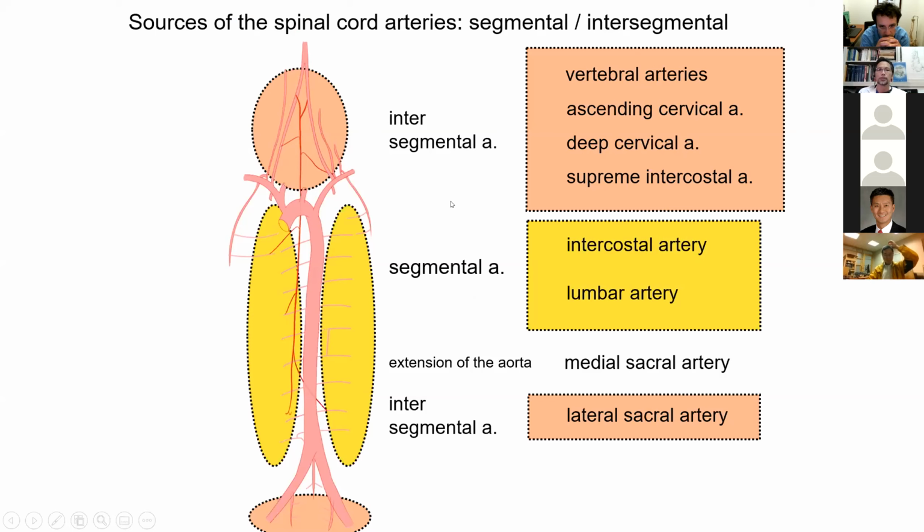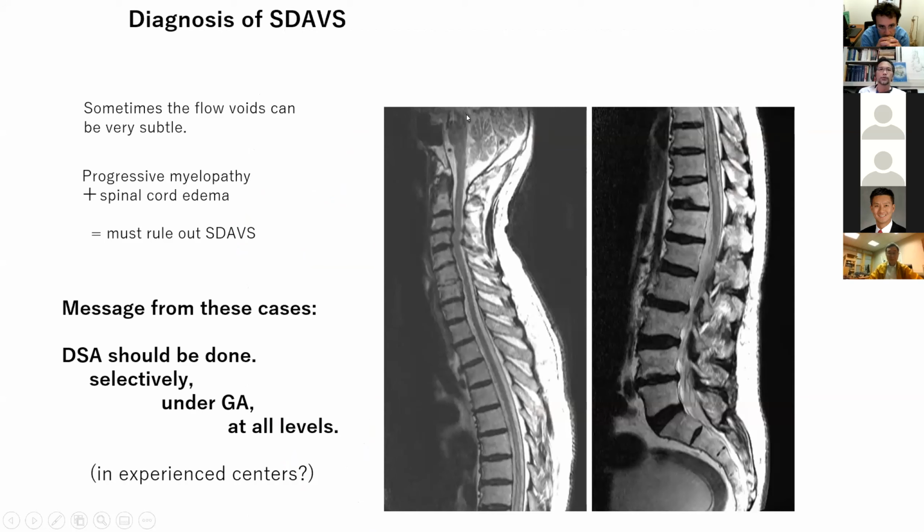So you need to imagine the sources that can give origin to the spinal cord arteries, or even the dural branches, to get a complete angiogram. Okay, so the message from these two cases.